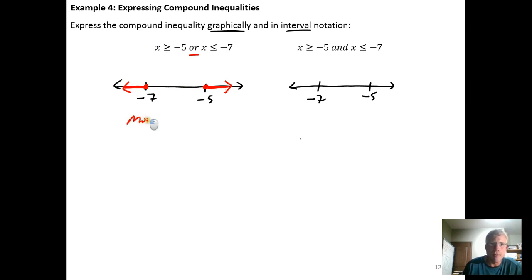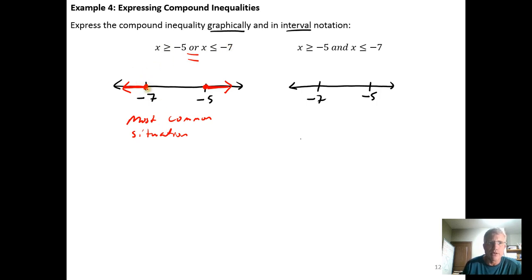This is the most common situation for an or statement. The most common situation for an or statement, unless you're really contriving the problem, if you're working with application problems, is to get what we would call two disjoint sets. An or situation, 99 times out of 100, represents a situation where x is either here or here, and it's impossible to be both things at the same time. It's impossible to be bigger than negative 5 and smaller than negative 7 simultaneously, but because of the or statement, we're saying x is a solution if x meets either one of these two criteria.